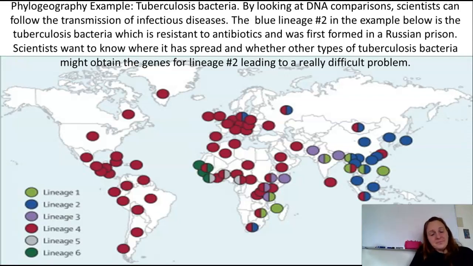So, we want to know where these changes are happening. We want to track them across the globe in the different populations. It helps us to be more informed. We also want to make sure that we just don't spread these things in the first place. We don't want the changes to accumulate and to occur.